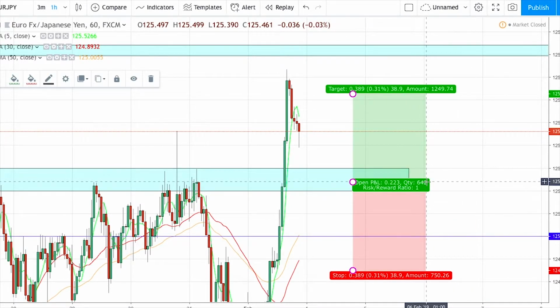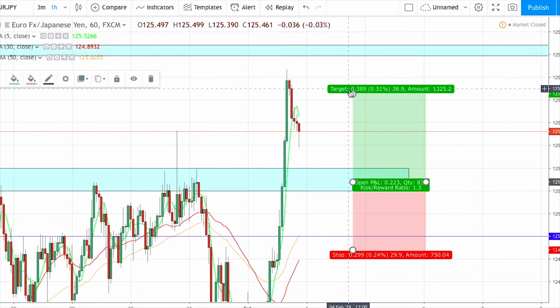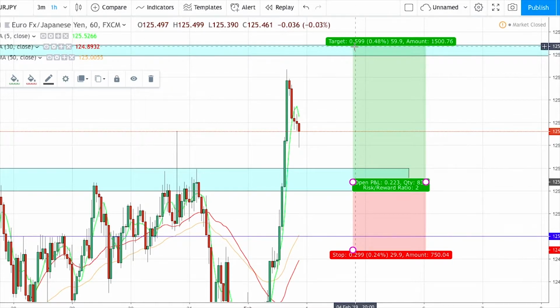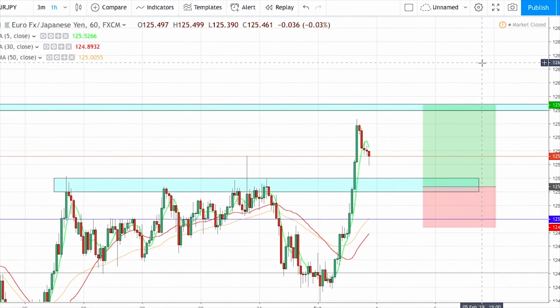As I said, 30 pips stop loss roughly, straight up into these sort of zones, we are getting a 1 to 2 risk to reward, which is satisfactory for me. It's kind of my minimum risk to reward that I use. Anything below I don't really trade. Anything above is a bonus.